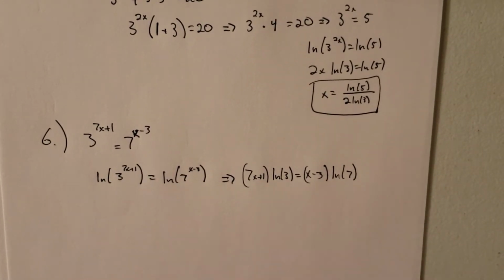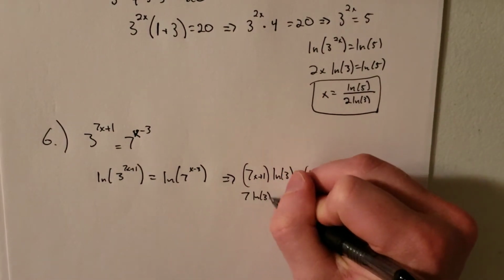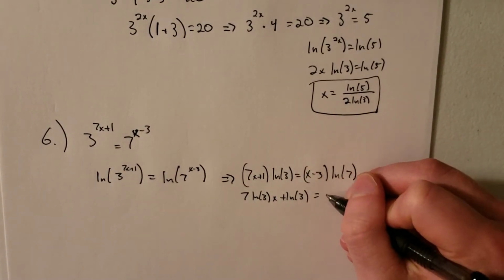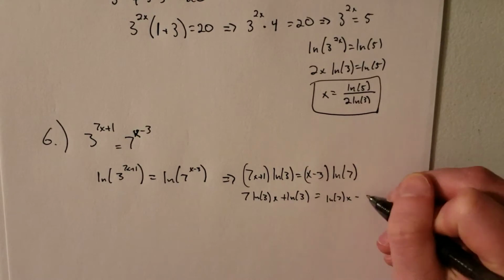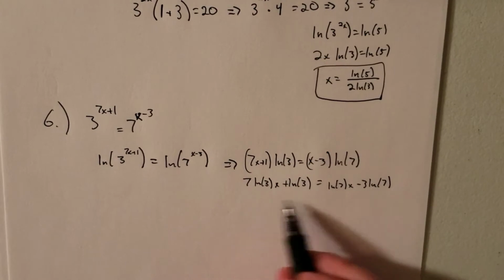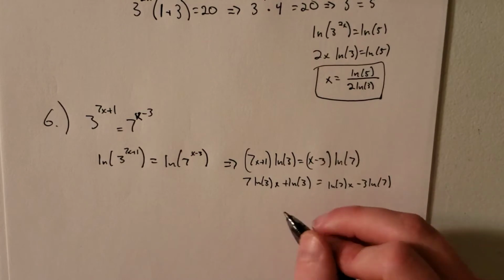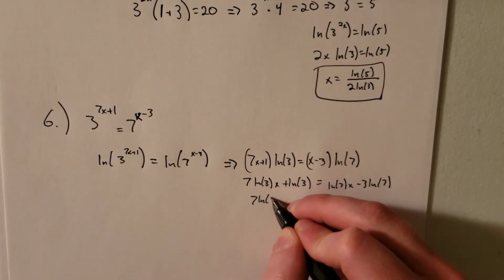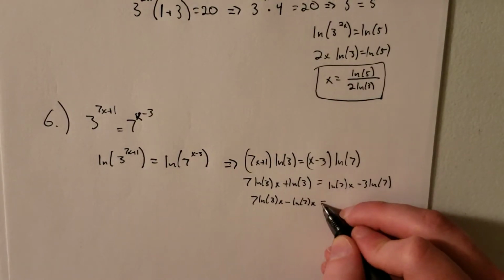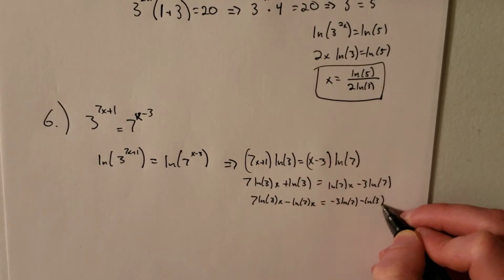And now we need to solve for x. So we need to first distribute here. This is 7 ln of 3 times x plus ln of 3, and this is equal to ln of 7 times x minus 3 ln of 7. Once we have the equation written out like that, we can move all the x's to one side, and everything without an x to the other side. So this is 7 ln of 3 times x minus ln of 7 times x is equal to negative 3 ln of 7 minus ln of 3.